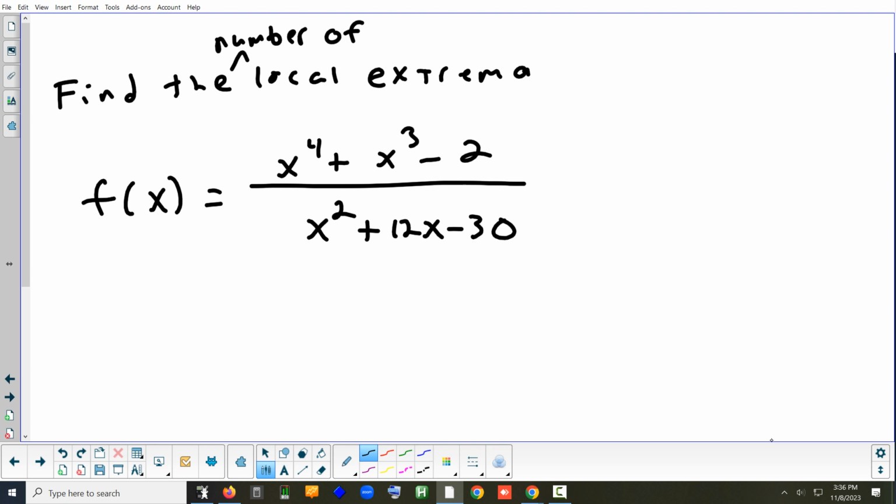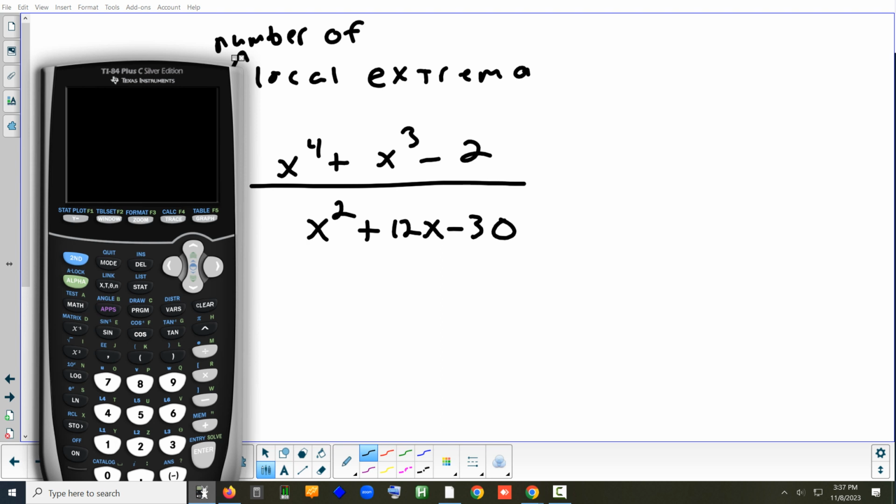It's not really something we do algebraically. You can do it algebraically, but you need calculus to do it. So it's something we've approached a little differently. Would you just plug into the calculator? Yeah, we're going to plug it in, and we're going to graph it.